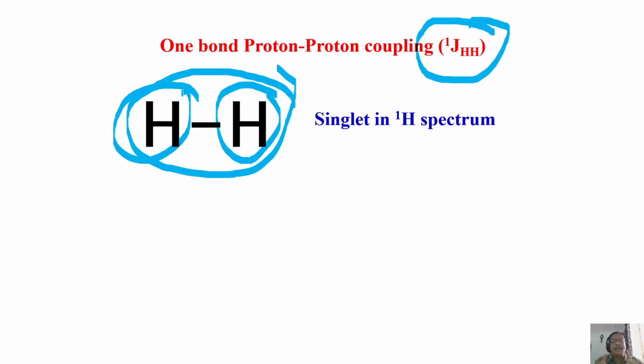Equivalent spins, splitting is not reflected in the spectrum. I have been telling you. Please remember, these two are equivalent. It will give a single line. Like I said, in benzene all are equivalent, we get a single line. I took methane, all are equivalent, we get a single line. Ethylene, all are equivalent, we got a single line. Similarly, you get a single line.